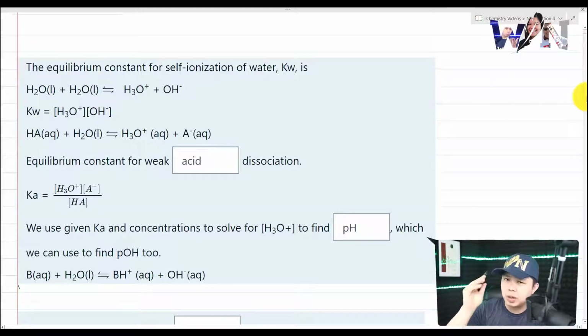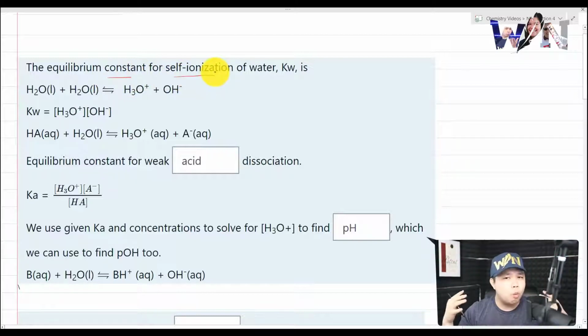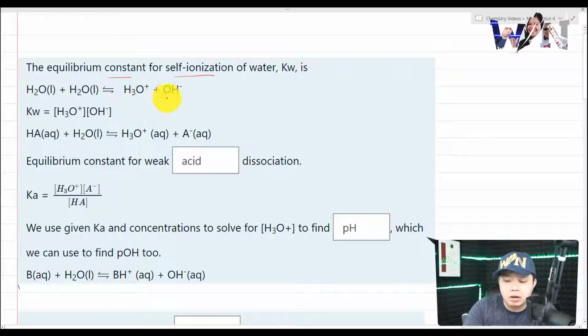So first things first, we know how to write the equilibrium constant. The first thing we are going to look at is the equilibrium constant for the self-ionization of water. That is, water reacts together. Remember, water can be both acid and base, right? They react together to produce the hydronium ions and the OH ions. So here we have Kw. What's W for? That's water. So Kw in this case is equal to the concentration of hydronium ion times the hydroxide.